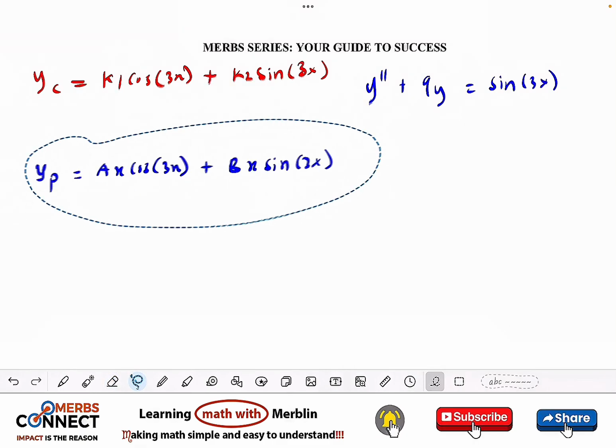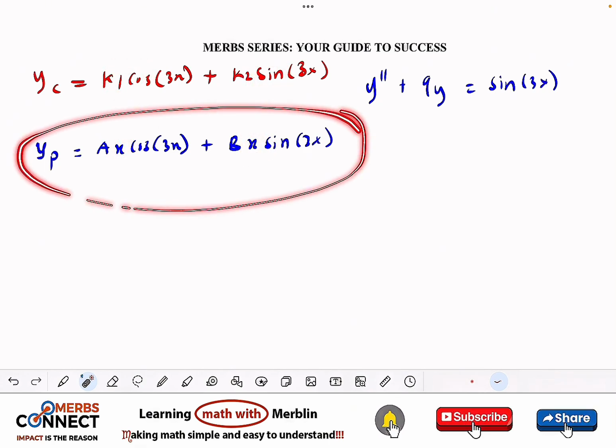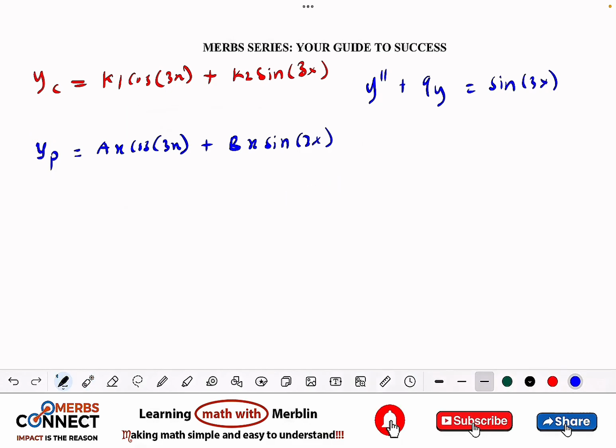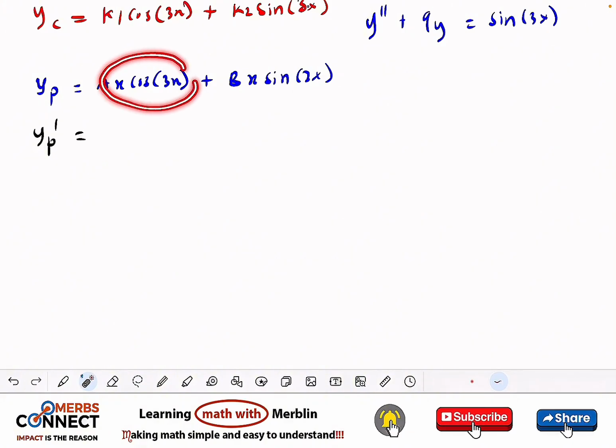So we can see that now, because we have x here and there's no x here, we can consider this one as a trial solution. So now let's go through the process by differentiating. So yp prime, this one is going to be a product rule.